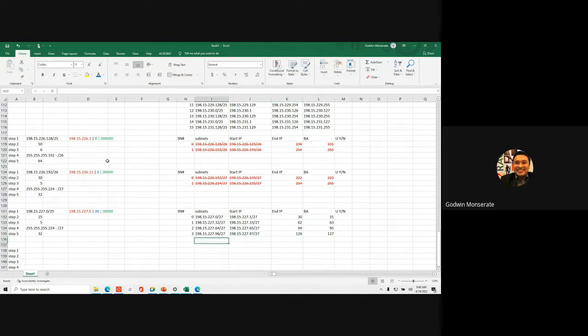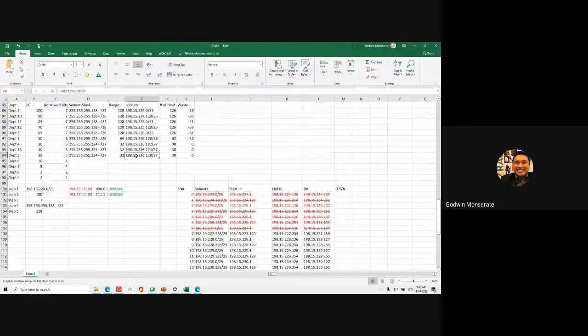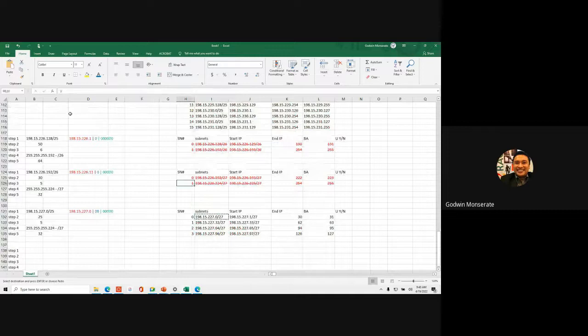Okay? Any problem? None yet, sir. Okay, that will be applied here. Okay, that's it. So let's scratch this one out. We have used it. Then let's compute this one for the next network. There you are. 32 is 198.15.227. The 32 is 001.